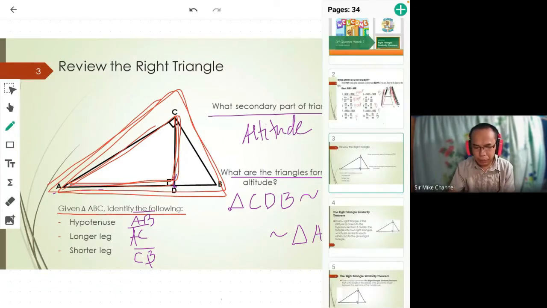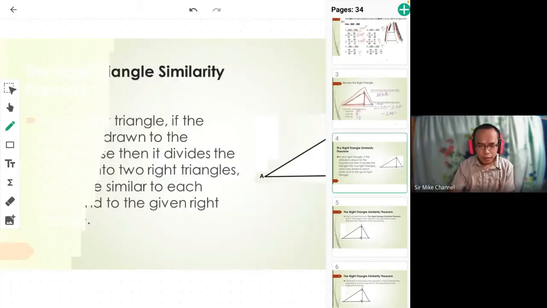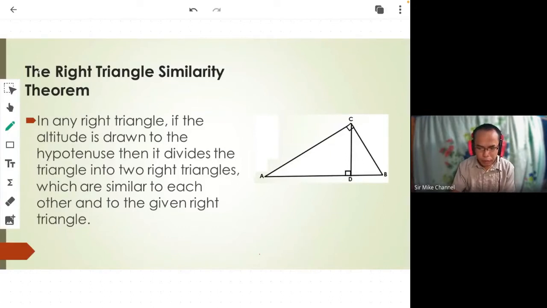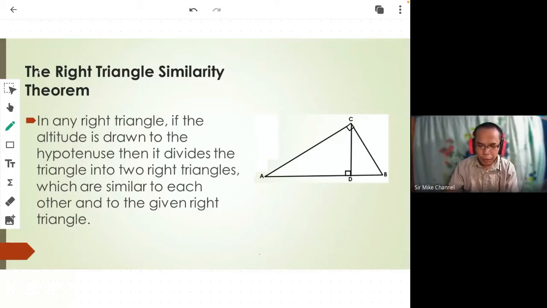So, doon na po papasok yung the right triangle similarity theorem. Okay. So, ito po yung right triangle similarity theorem natin. Okay, pakibasa nga muna, fellow. Ano ba yung right triangle similarity theorem? In any right triangle, if the altitude is drawn to the hypotenuse, then it divides the triangle into two right triangles, which are similar to each other and to the given right triangle po. Given right triangle. So, itong dalawang maliit na triangle natin is similar to the larger triangle natin na A, B, and C, or ACD. So, pwede magkabaliktad yun.